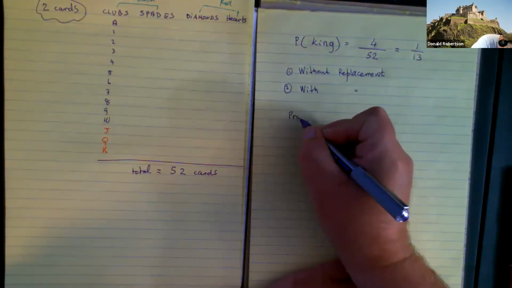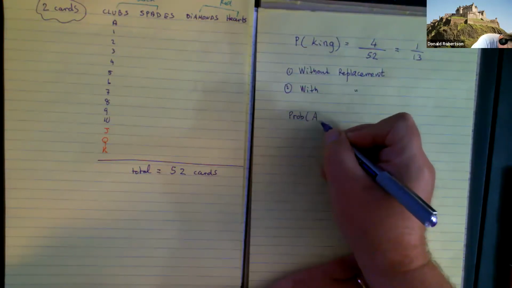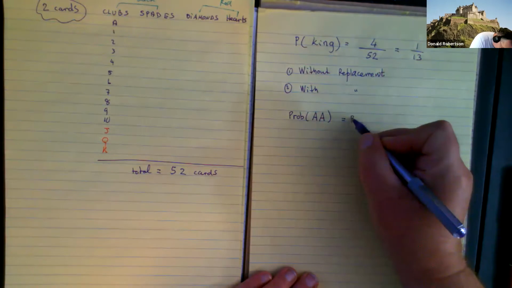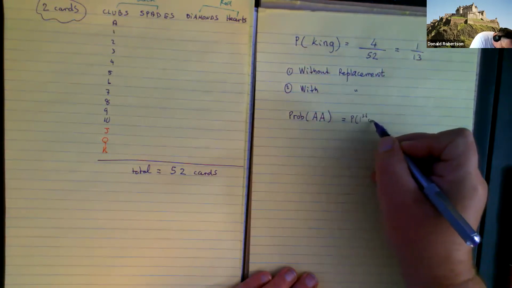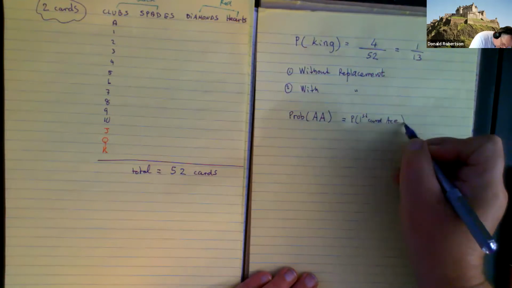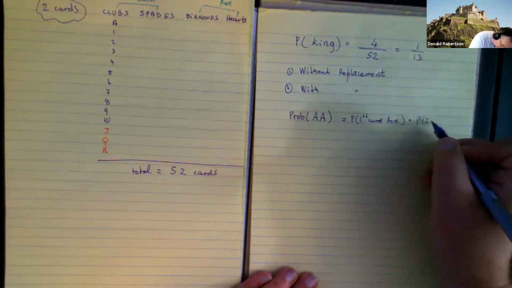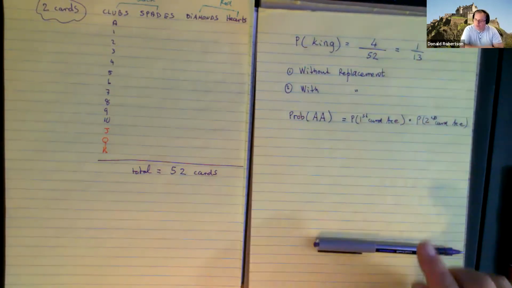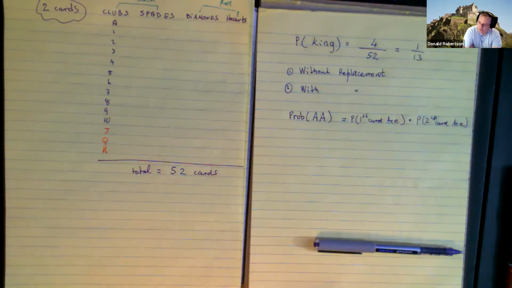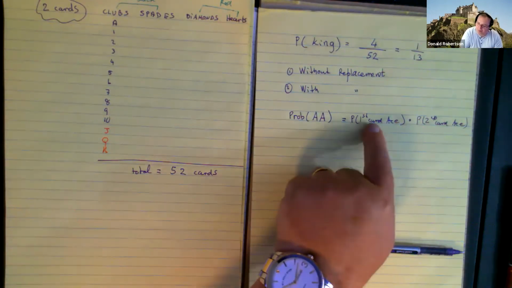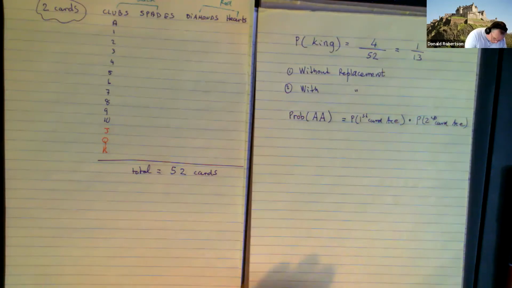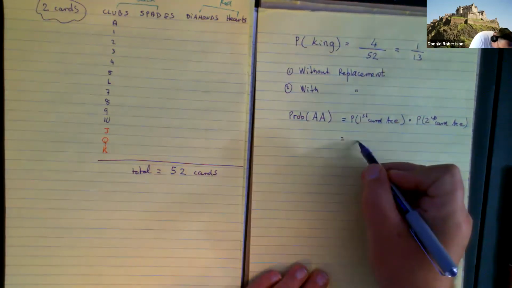So let's figure out what's the probability that I get 2 aces, right? Without replacement. So that's going to be the probability that the first card is an ace multiplied by the probability that the second card is an ace. So the normal way to get these probabilities of 2 or more things happening with cards is you multiply the probability of each event. Now, since this is without replacement, things get a little bit messy.